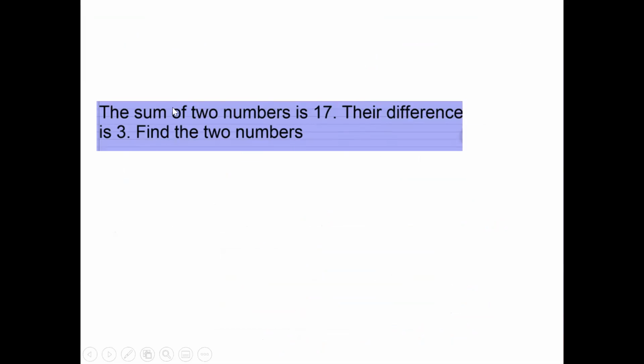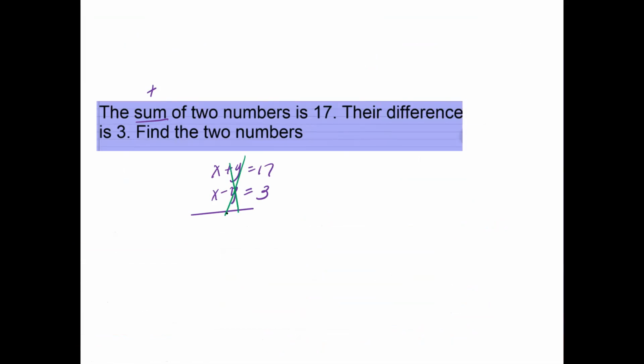All right, now let's go ahead and take a look at the first question right here, okay? I'm going to have you guys go ahead and give this one a try on your own. I'm going to help you set it up. It says the sum of the two numbers is 17, so x plus y equals 17. The difference is 3. So go ahead and solve for that. Pause the video, give it a try on your own.